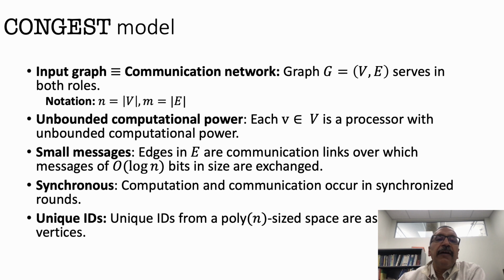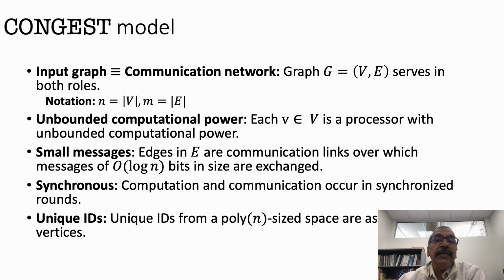In this model, we are given a graph that serves as both the input to our problem and the underlying communication network. We assume that vertices in the graph are processors with unbounded computational power. In fact, this is the reason why we are able to talk about solving NP-complete problems exactly. The edges in the graph are communication links and small messages are communicated over these edges. Computation and communication proceed in synchronous rounds. Basically, all processors have access to a global clock, and with each tick of this clock, processors receive messages sent to them at the previous clock tick. They perform local computation and send possibly distinct messages to neighbors.